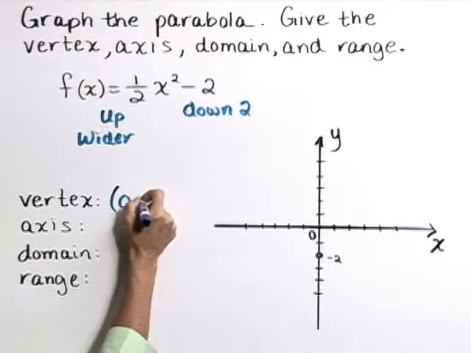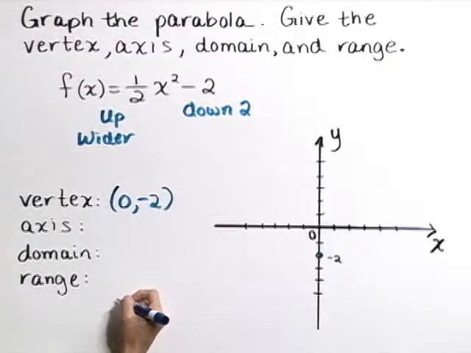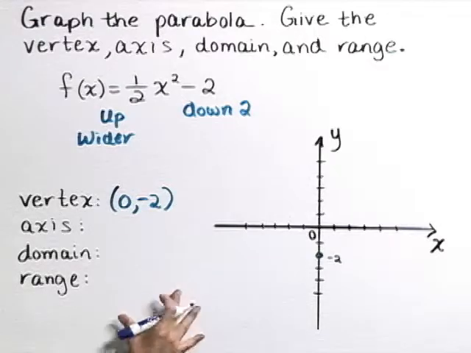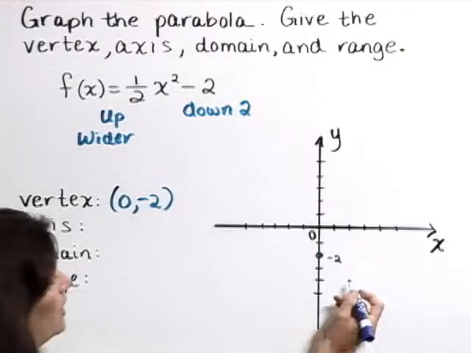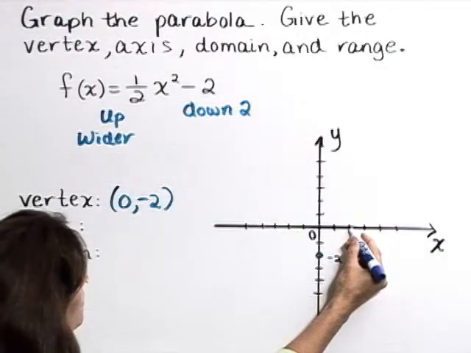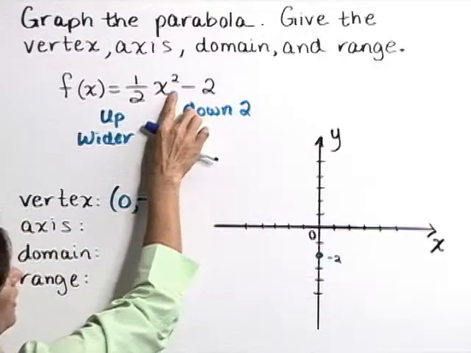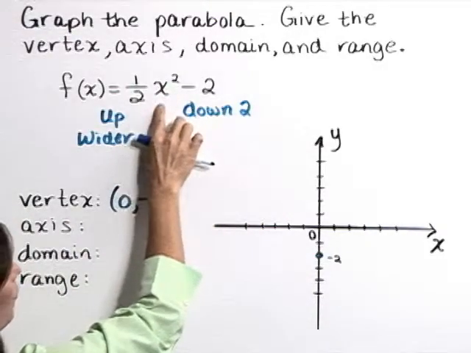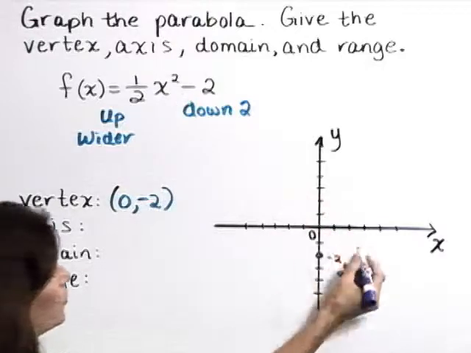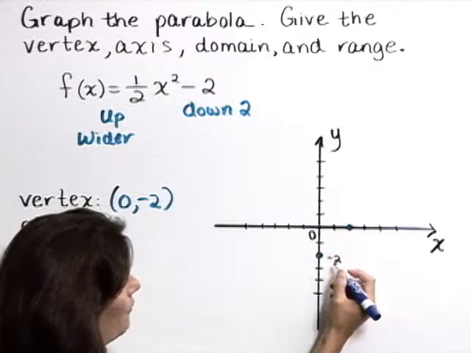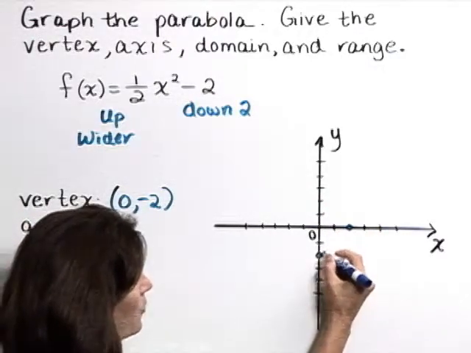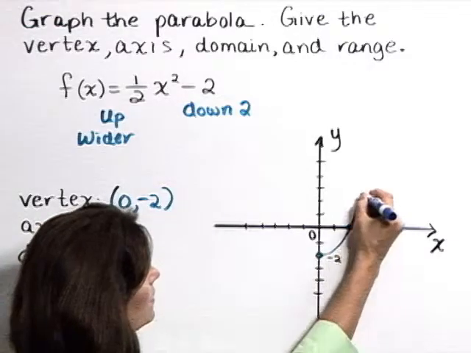The vertex, 0, -2. If we find, say, another reference point on this graph, if x is positive 2, 2 squared is 4, half of 4 is 2, minus 2 is 0. This just gives us another reference point on this parabola so we can see how wide it is.